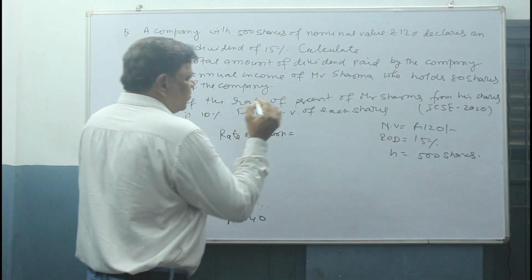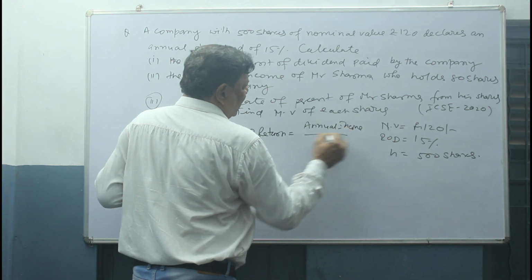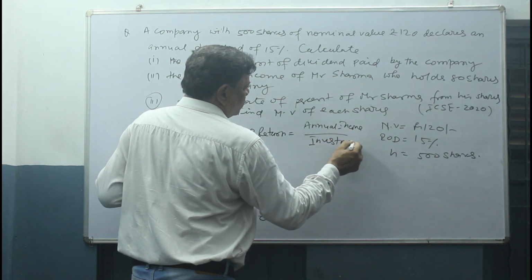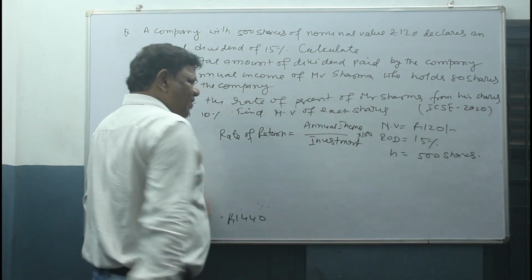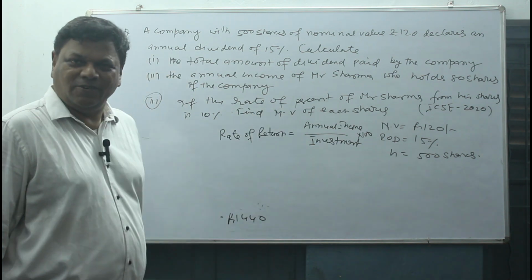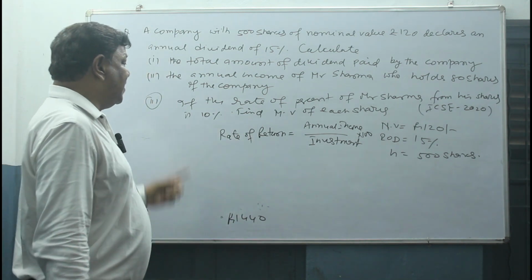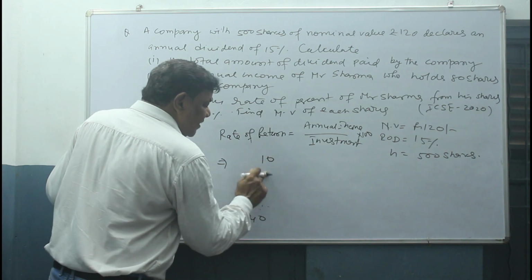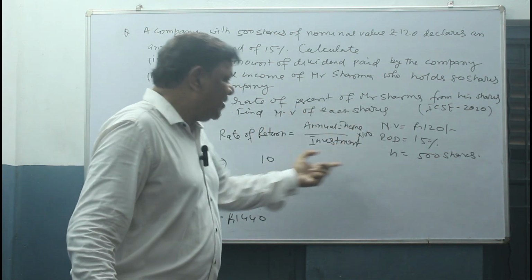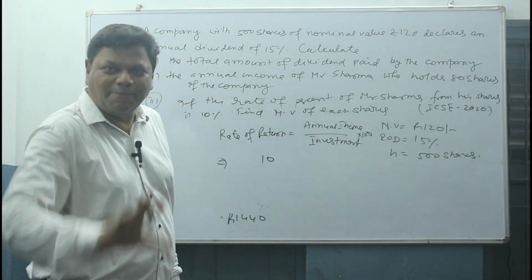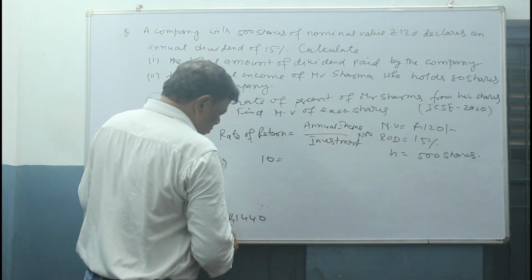So rate of return, what is it? Annual income by investment into 100. I can write this 100. Okay. Now rate of return is this. Rate of return is coming. So what rate of return is given for 1 year? 10%. So don't write 100 here also, because this 100 is there. So rate of return, if you calculate this, your answer will come in percentage. That is 10%. 100 is there.